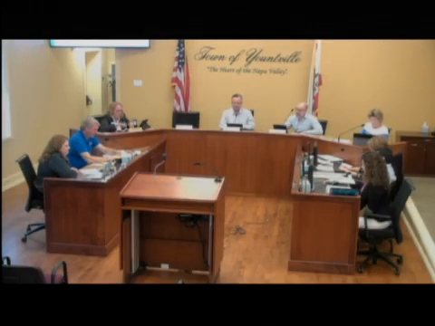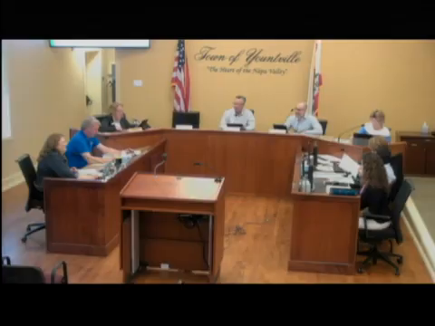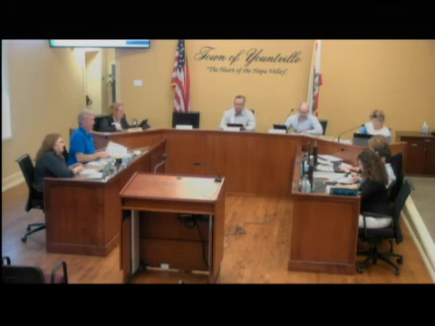I see 5414 and 5415. Right now we're just on 5415, which is the general fund department, and that's the one with the $25,000 subsidy. We can move on to 5414 now. Any questions about 15 before we go to 14? Seeing none, 5414.